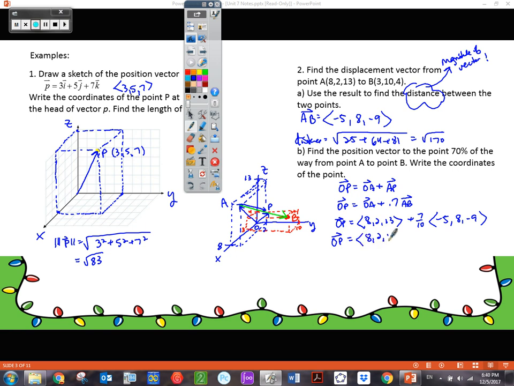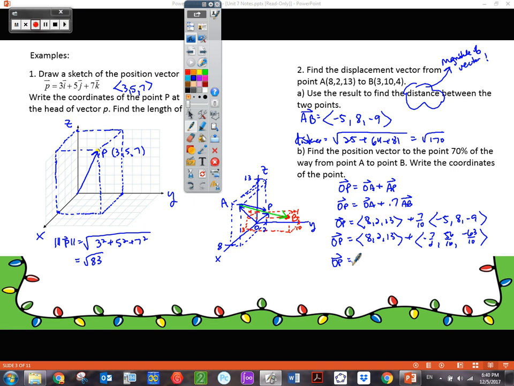So I have (8, 2, 13) plus, so I'm going to distribute the 7/10 into this vector AB, and I get -7/2. 7/10 times -5 is -7/2. 7/10 times 8 is 56/10. And 7/10 times -9 would be -63/10. And now, yes, fun with fractions. You're wondering, oh my goodness, would I have a calculator for this? Perhaps if the numbers were this crazy, I would probably let you use a calculator.